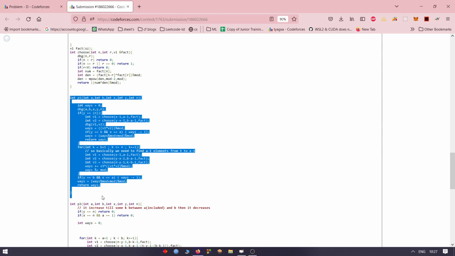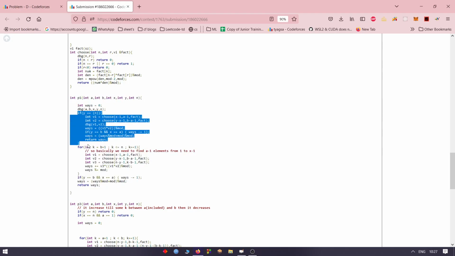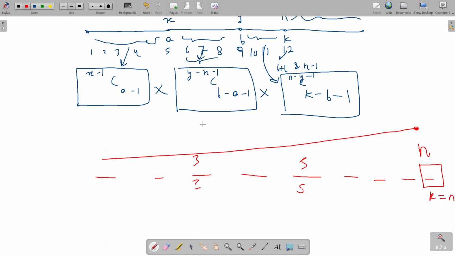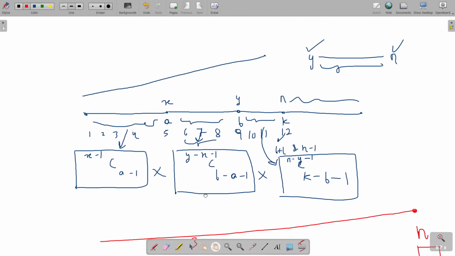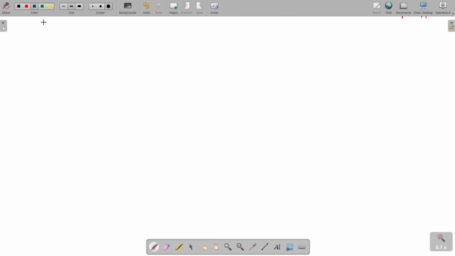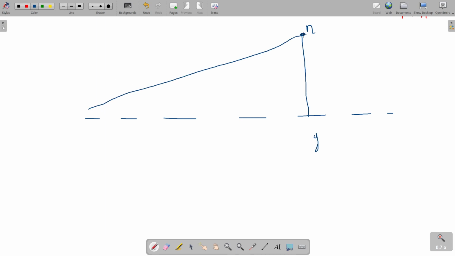So this is the first part, and I will just now talk about what we do if y equals to n. So if y is equal to n, then it's also very simple. Maybe at this point y equals to n. So you now already know that the array will be going all the way till here, and then it will be decreasing.